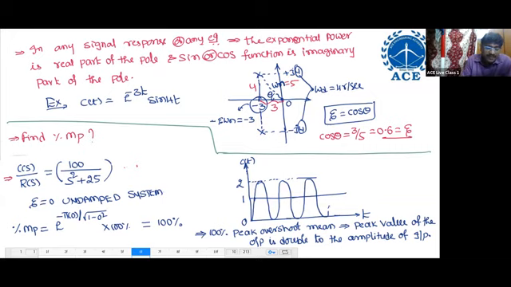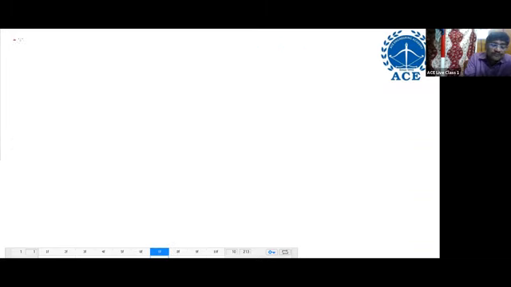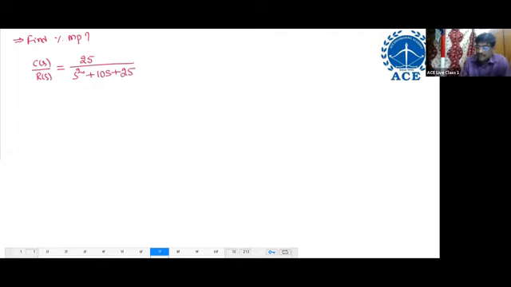Next. Similarly, one more problem. Find the percentage of peak overshoot. C of S by R of S equals 25 divided by S square plus 10S plus 25. Come on, do it.